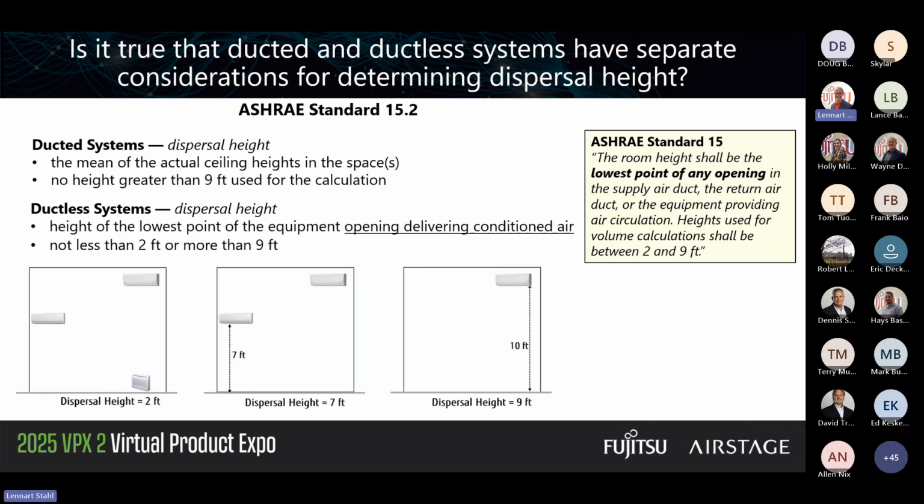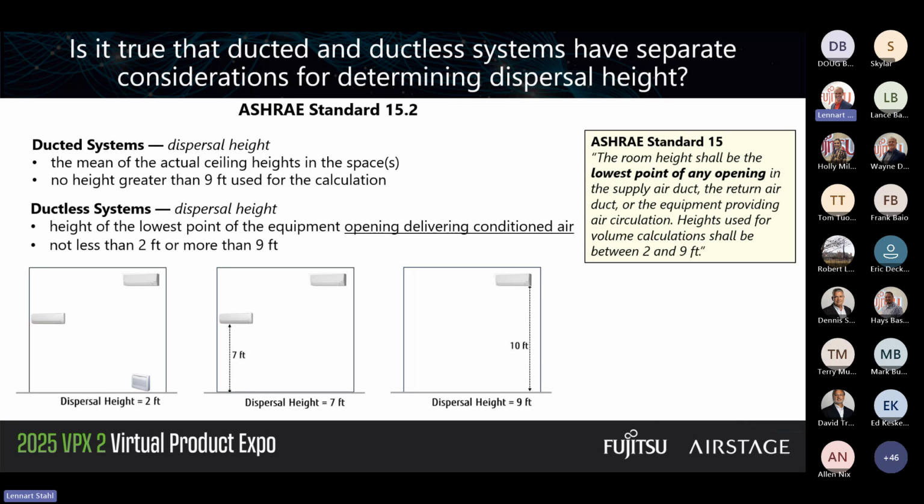A question we see sometimes with 15.2: can ductless systems have separate considerations for determining dispersal height? And they do. We saw earlier, a ducted system has to use the average, but can't be used more than 9 feet for the ceiling height. For ducted systems, it's the opening delivering conditioned air there.